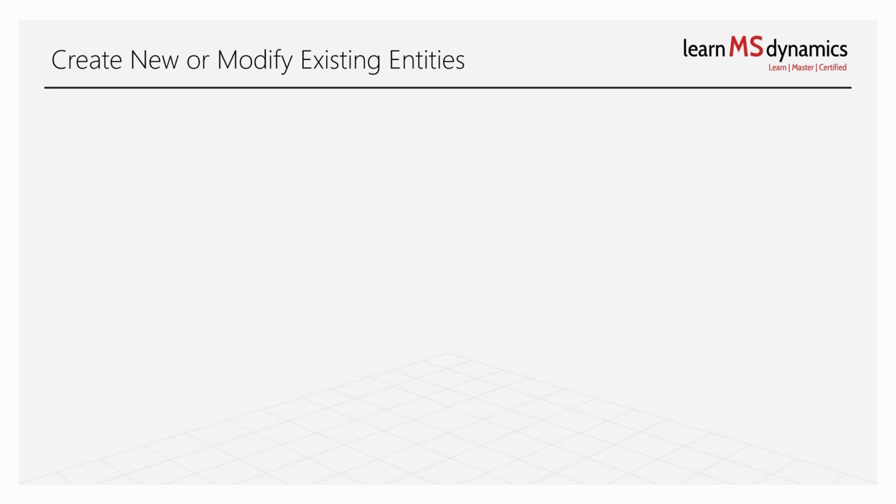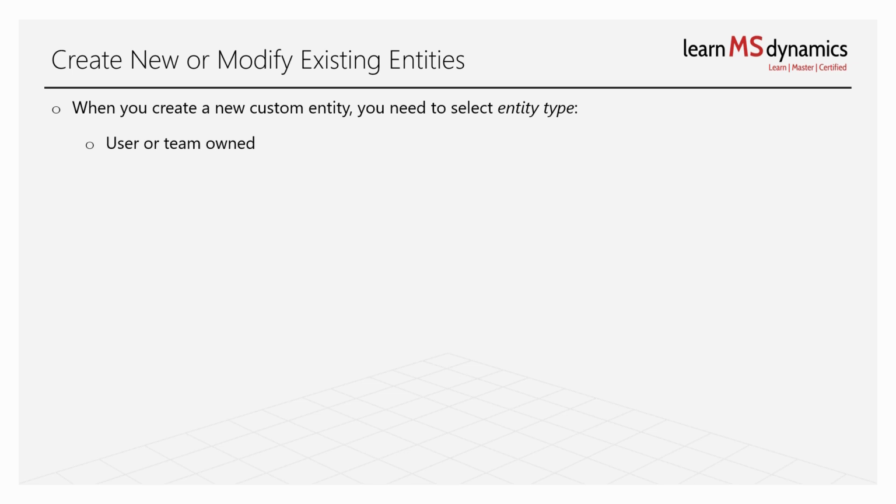Now let's talk more about entities. So when you create a custom entity, you need to select entity type. So there are two entity types. Number one is user or team owned, and the second one is organization owned. So when you create an entity, you need to select whether this entity is going to be owned by user or team, or it will be organization owned. Now the difference is, if you select user or team owned, then the records in that entity can be assigned an owner. So each record will have an owner.